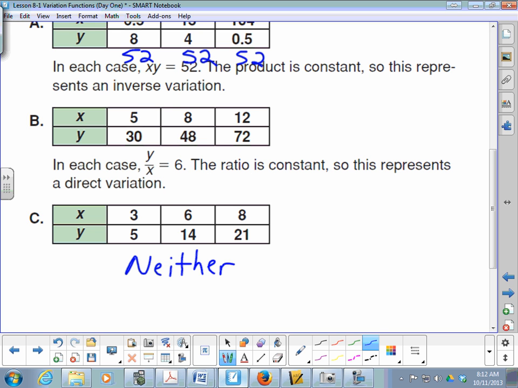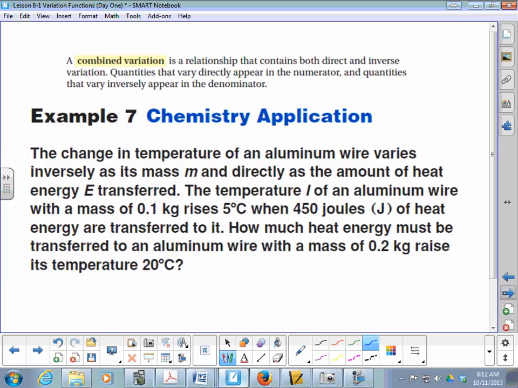All right, so let's look at combined variation. Basically, combined variation is where we have direct, which goes in the numerator because when x gets bigger, y gets bigger, and when it's inverse, it goes in the denominator. So here's our formula for combined variation, where we have something that varies directly and inversely in the same equation.